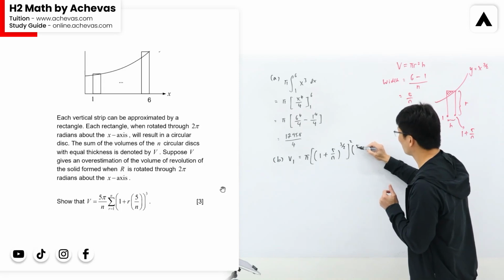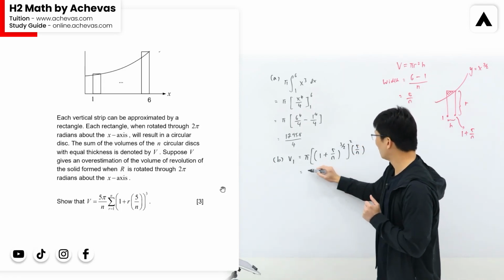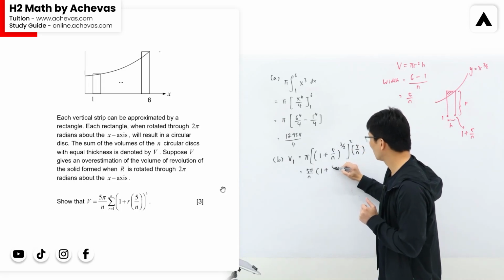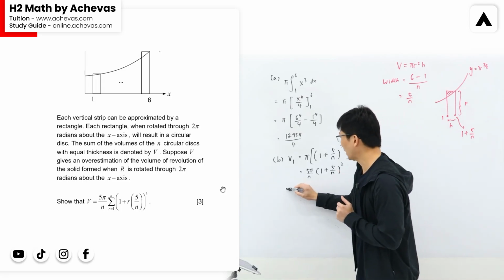Which is equal to 5 over n. Simplifying a bit, we will end up with 5 pi over n, and this is 1 plus 5 over n to the power of 3. So this will be my first rectangle.